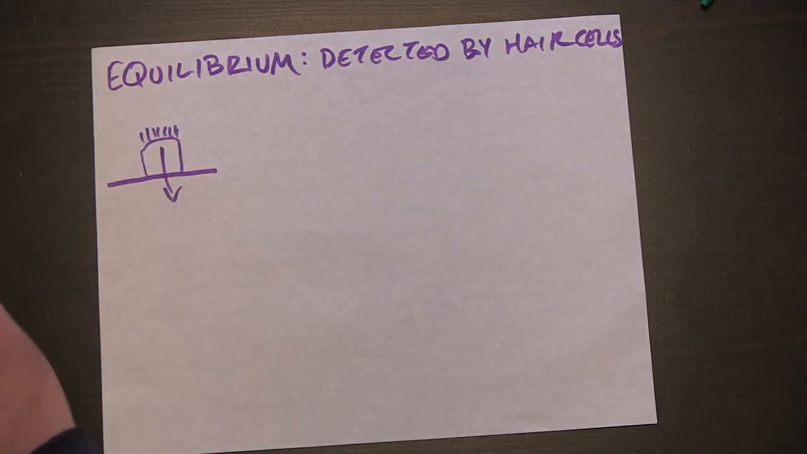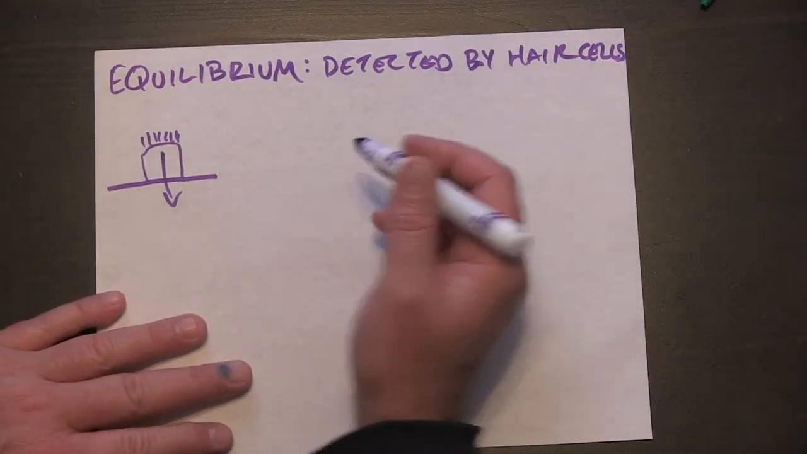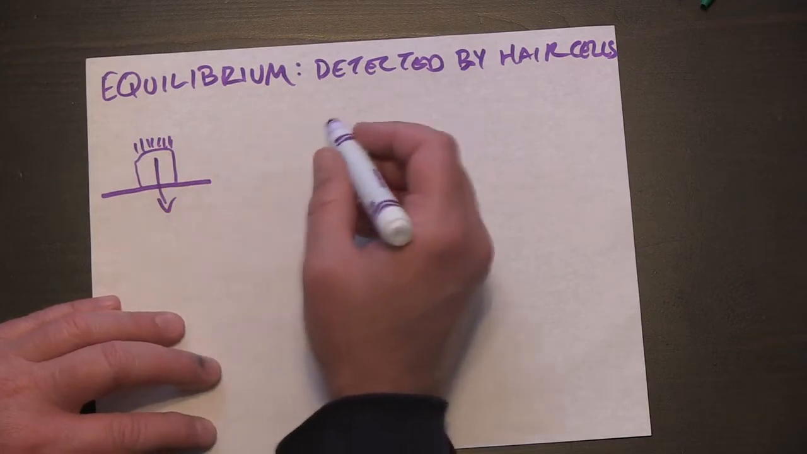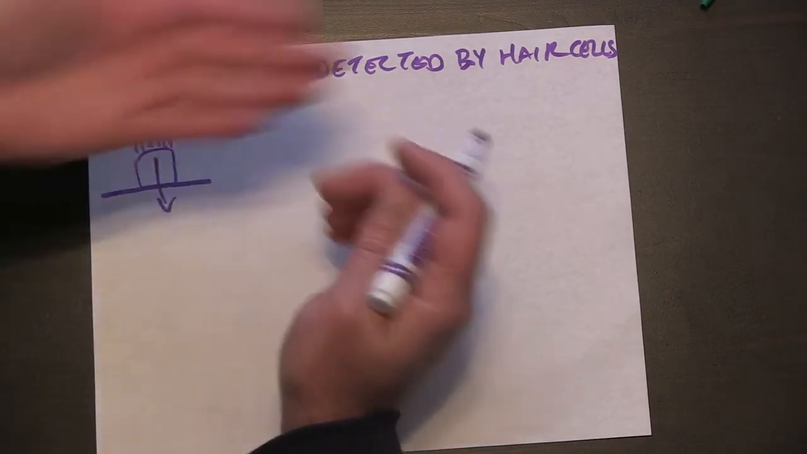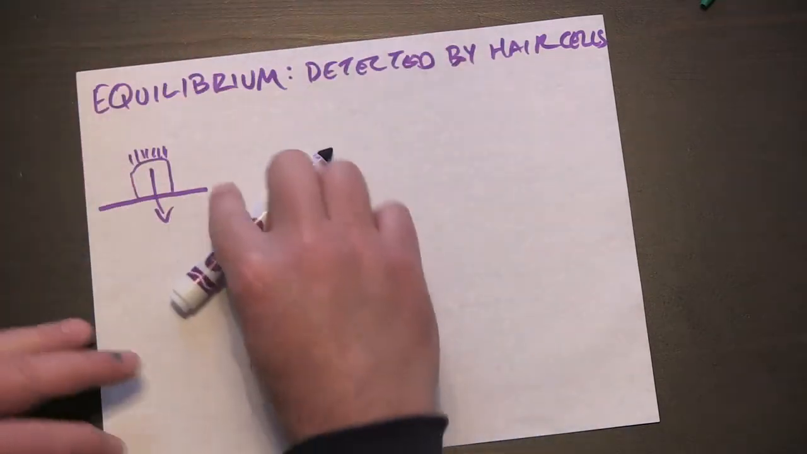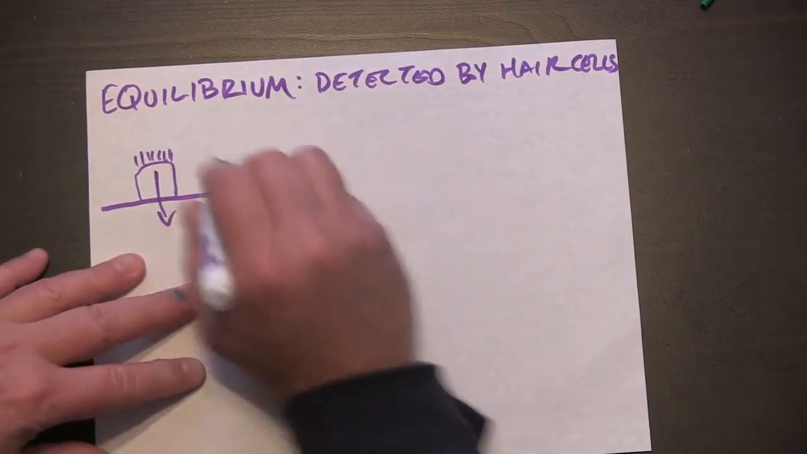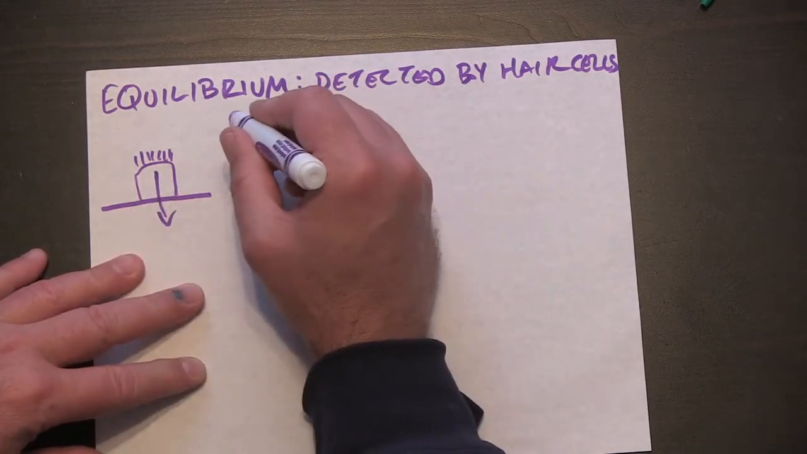In the semicircular canals, they're filled with endolymph, remember, and when you move, it causes the fluid to push against these hair cells, and that causes the hair cells to move too, right?